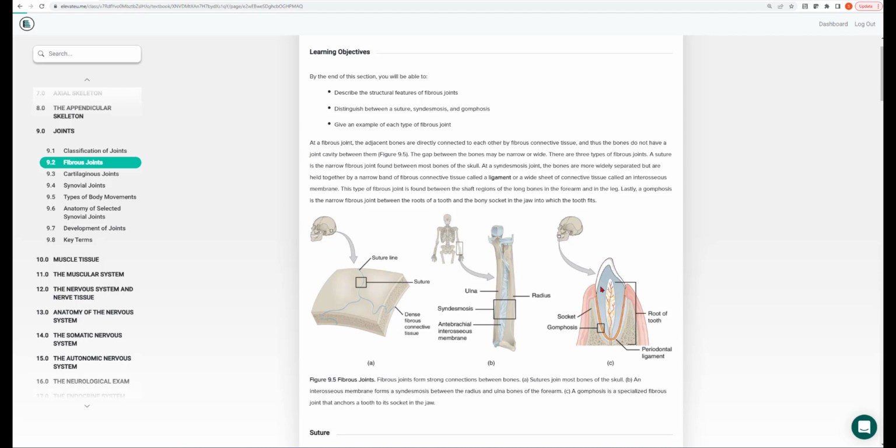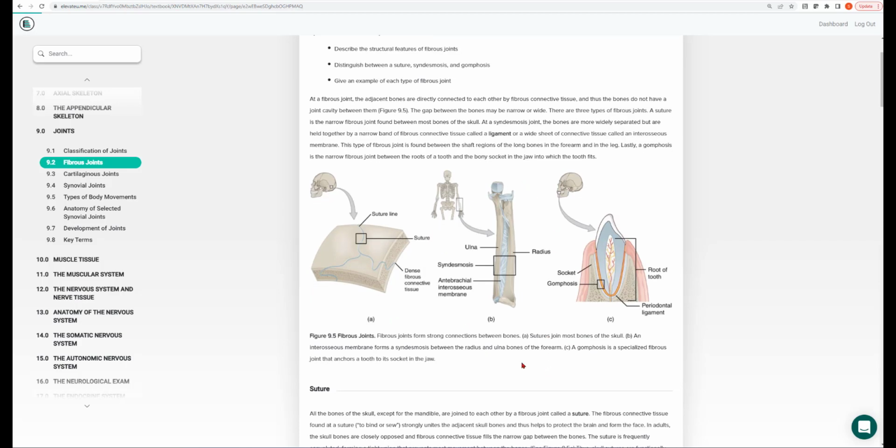So the tooth fits into a space and is held in place by the periodontal ligament, right? The periodontal ligament, bone-to-bone connector, and this type of connection found where the teeth connect to the bones is called a gomphosis. So a gomphosis, there's a new word. A gomphosis is a particular type of fibrous joint where the tooth is anchored into the jaw. So those are the three examples.